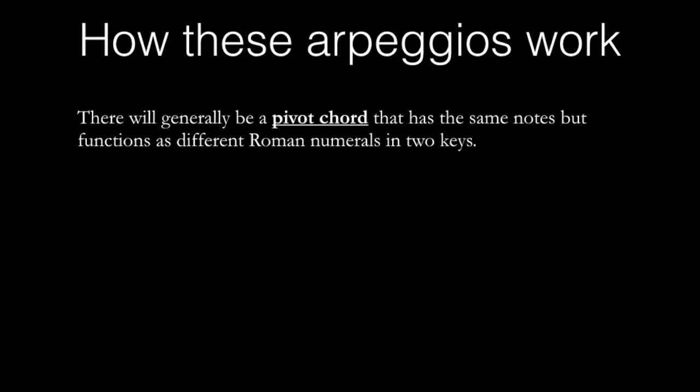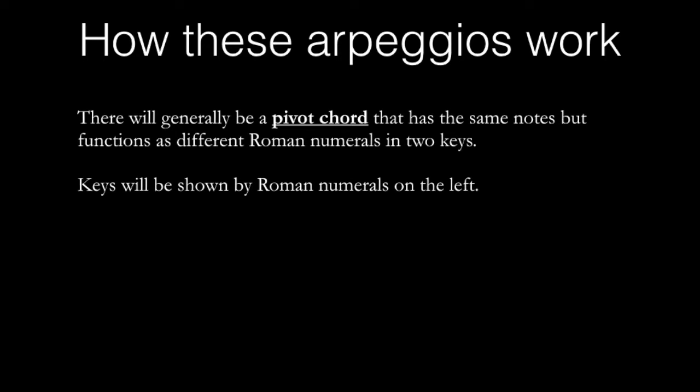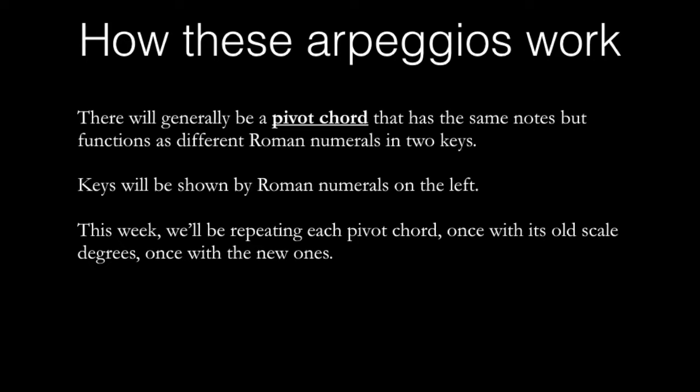So for this week at least, there's going to be a pivot chord that has the same notes, but functions as different Roman numerals in two keys. The keys are going to be shown by the Roman numerals on the left, and this week we'll be repeating the pivot chord, once with its old scale degrees and once with its new scale degrees. And I'm going to note the pivot chord with an equal sign.